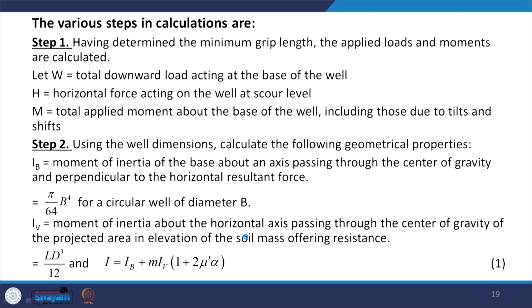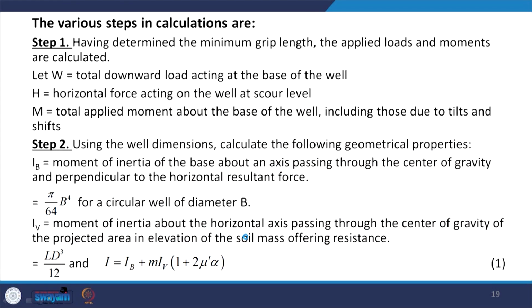So, H is here not height, rather H is the horizontal force acting here, and M is the total applied moment about the base of the well, including those due to tilts and shifts. So, you have 3 forces, one vertical, one horizontal and one moment. These are the forces which may be known, transferred from the piers.